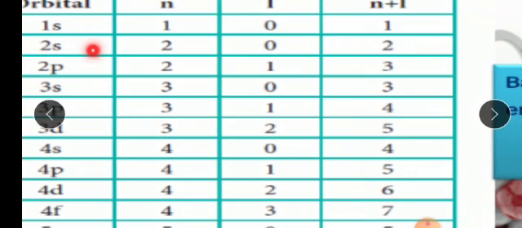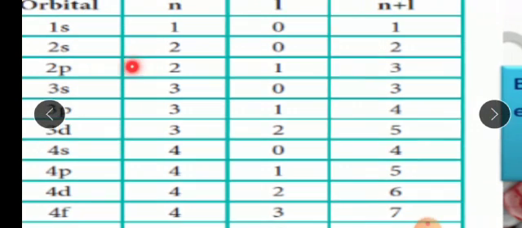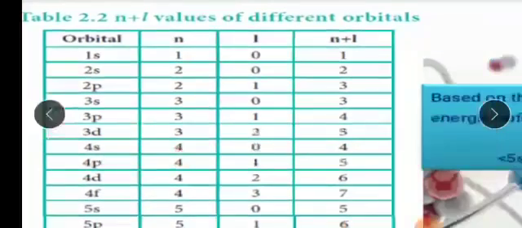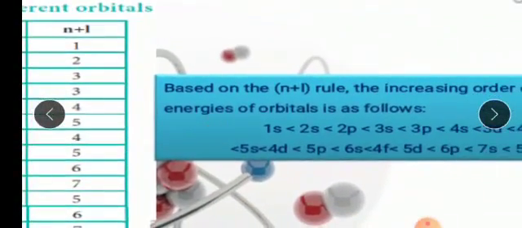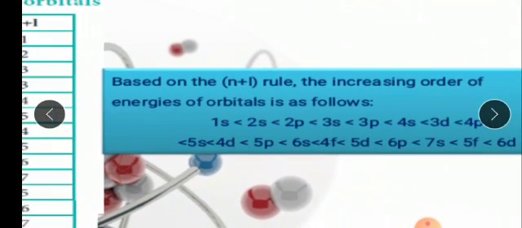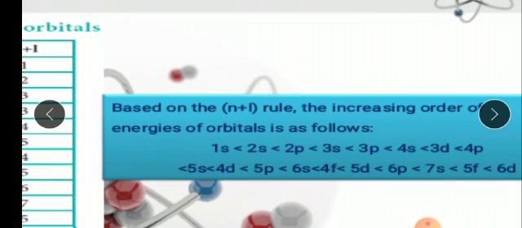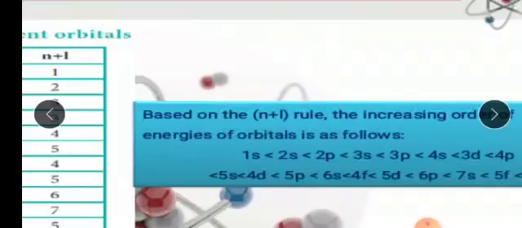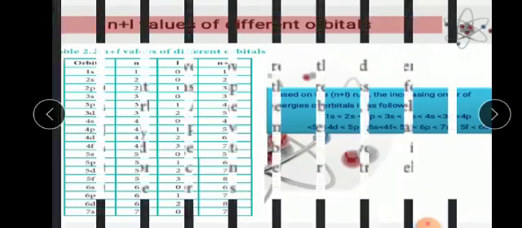Then 1s, 2s, 2p, 3s, how are they arranged? According to the energy levels, based on the n plus l rule, this is the increasing order of energies of orbitals, which we discussed last class: 1s, then 2s, then 2p, 3s, 3p, 4s, 3d, 4p. 2p and 3s come out similar, and similarly 4s and 3d. 5s up to 6d we are writing. This is the n plus l rule.